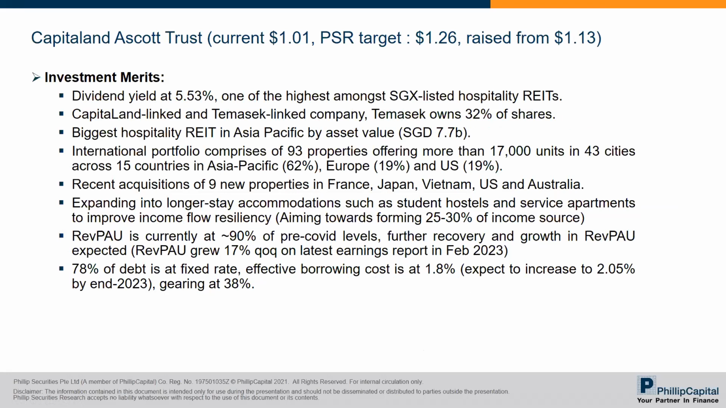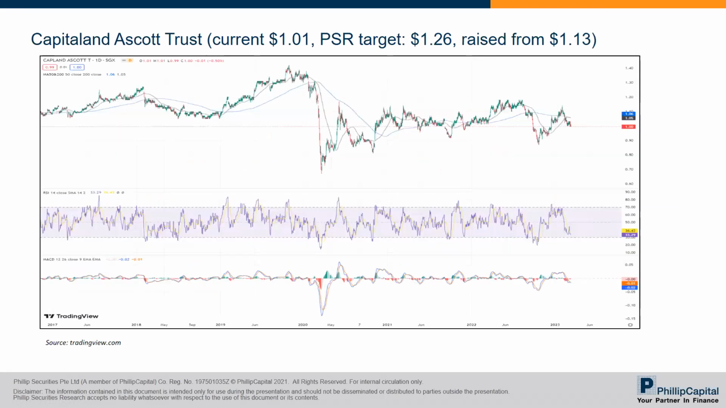And the gearing ratio is at 38%, still below the 45% level set by MAS. Okay, so the current price is 1.01. Our target price is 1.26, and this is a raise of the target price from the earlier 1.13.